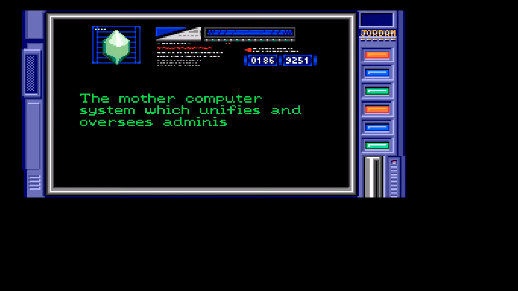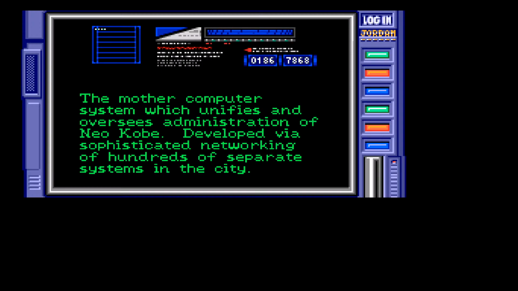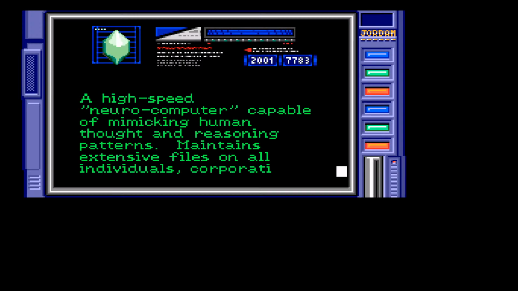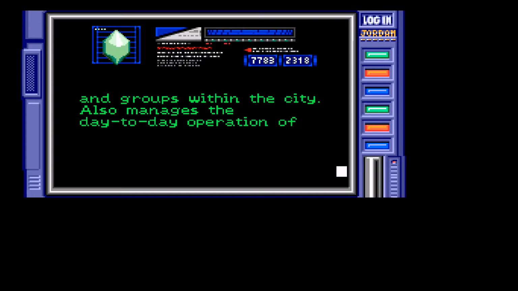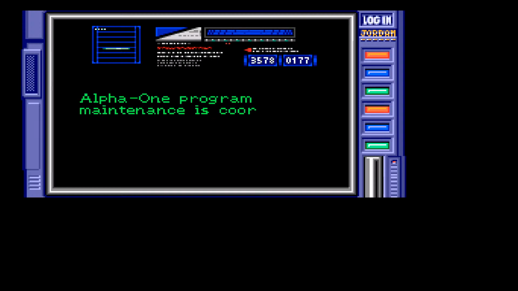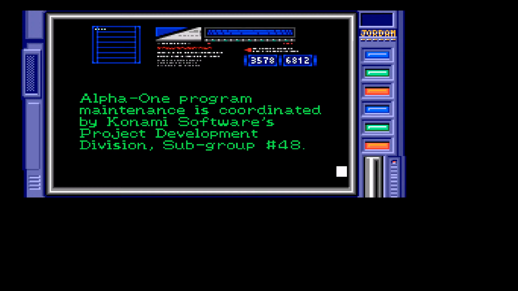Alpha 1? The mother computer system, which unifies and oversees administration of Nyokobe, developed via sophisticated networking of hundreds of separate systems in the city. A high-speed neurocomputer capable of mimicking human thought and reasoning patterns. Maintains extensive files on all individual corporations and groups within the city. Also manages the day-to-day operation of the city's financial distribution and transport systems. Alpha 1's program maintenance is coordinated by Konami Software's Project Development Division, subgroup number 48.